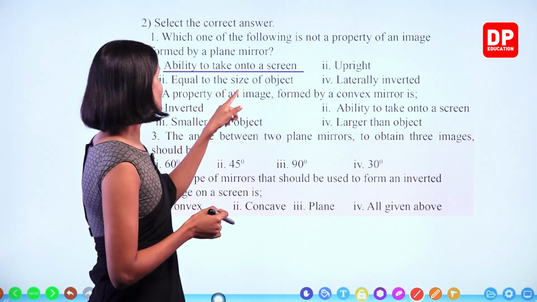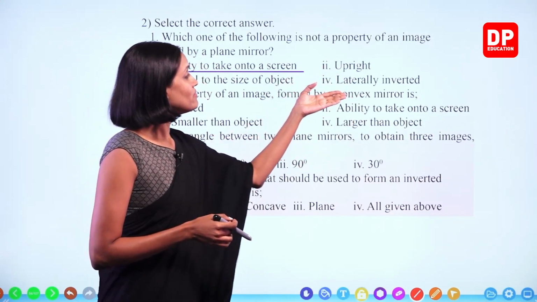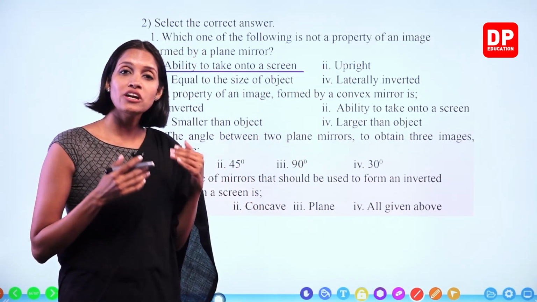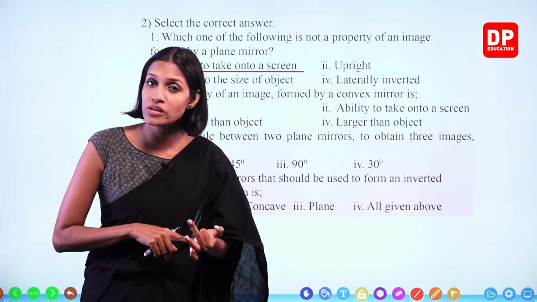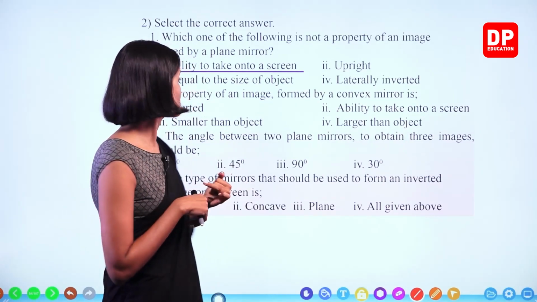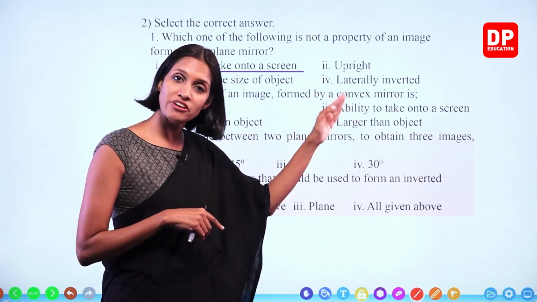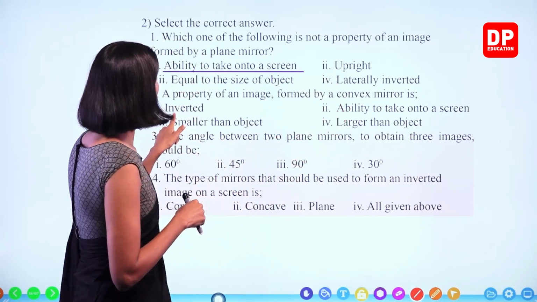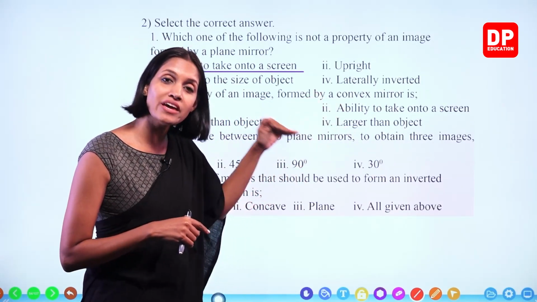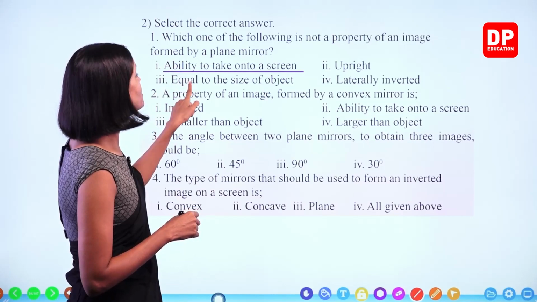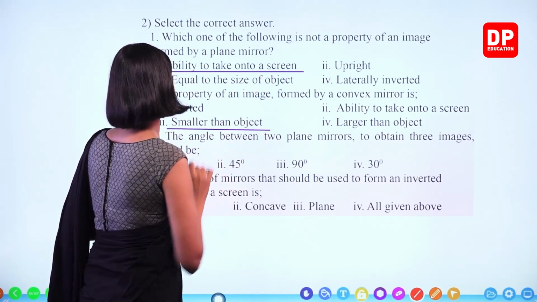A property of an image formed by a convex mirror is, when we consider the convex mirrors, only one type of images are formed. They are always upright, they are always virtual, they are always smaller than the object, right? Inverted, no. Ability to take onto a screen, no. They are always virtual, right? Smaller than the object, correct. Larger than the object, no. They are always smaller than the object. So a property of an image formed by a convex mirror is they are smaller than object.